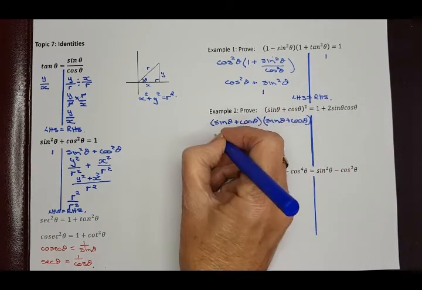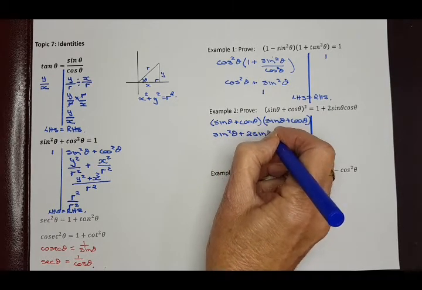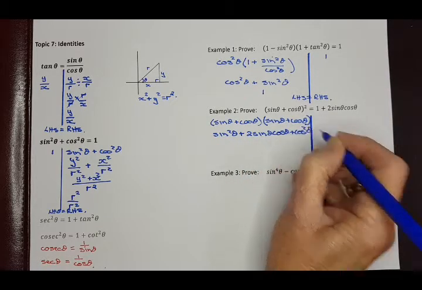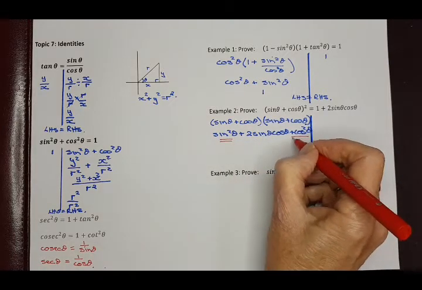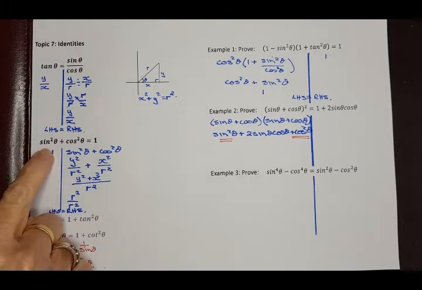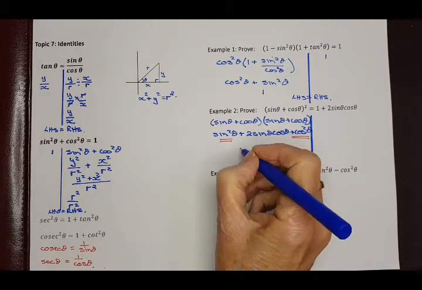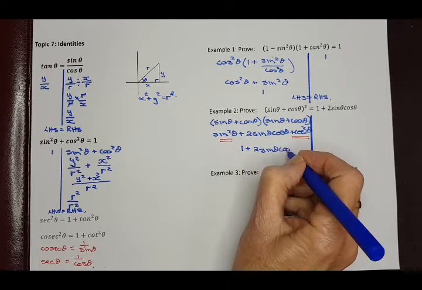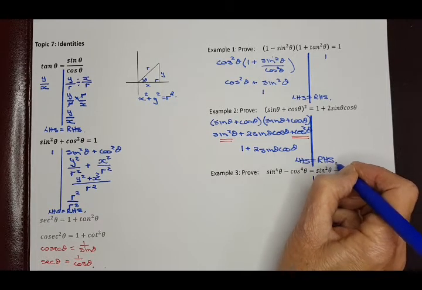When you take that product, you get sine squared theta plus 2 sine theta cos theta plus cos squared theta. The moment you are adding or subtracting squares, check to see if potentially you can use this identity over here. And we know that sine squared theta plus cos squared theta is 1. And this side, the left-hand side, becomes 1 plus 2 sine theta cos theta. Our left-hand side is equal to our right-hand side.